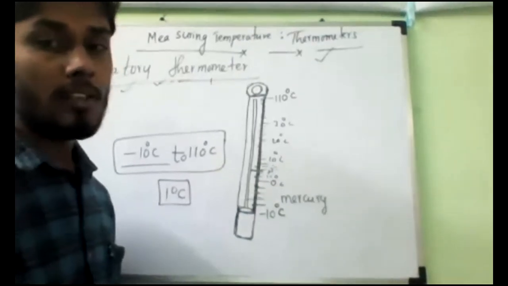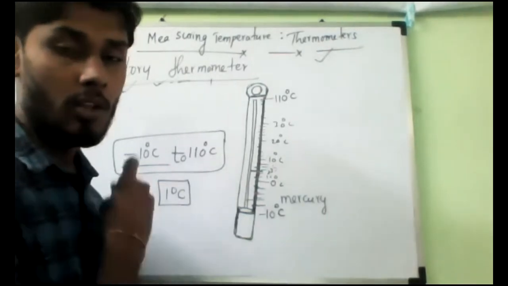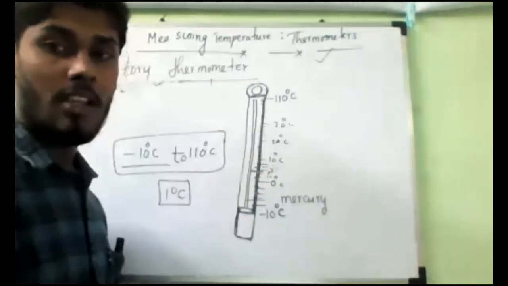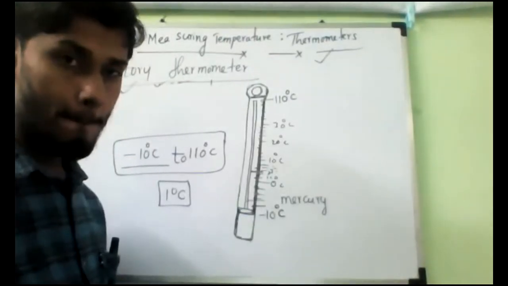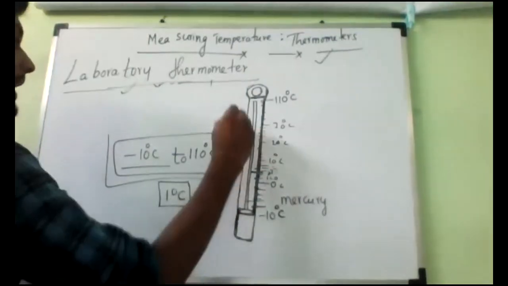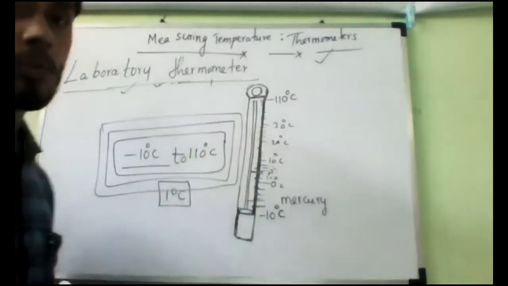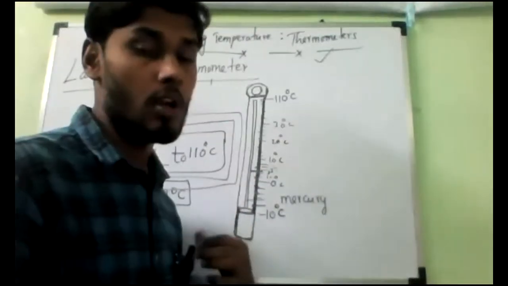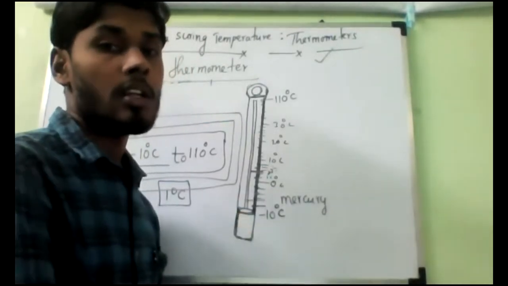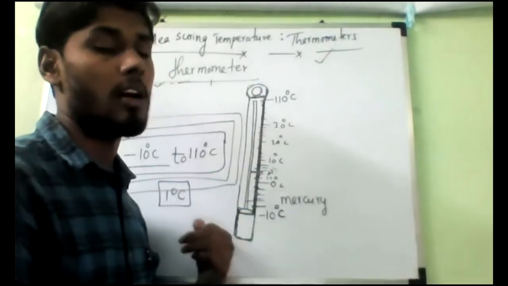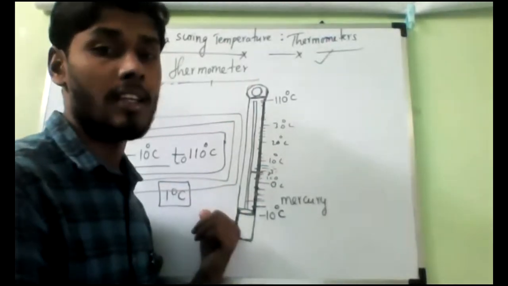So somebody will ask you, what is the range of a laboratory thermometer? What will you say? It is starting from minus 10 degrees Celsius to 110 degrees Celsius. So the common laboratory thermometer can measure a lowest temperature of minus 10 degrees Celsius and the highest temperature of 110 degrees Celsius.